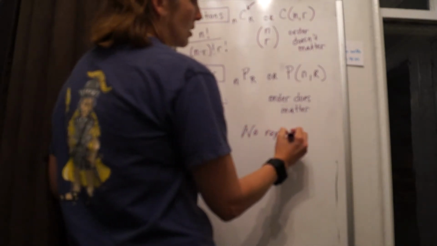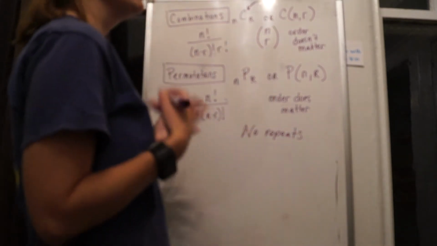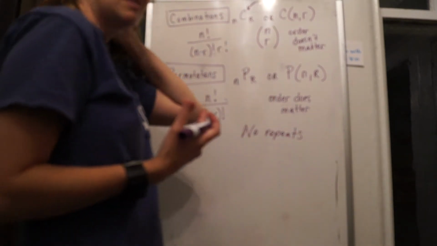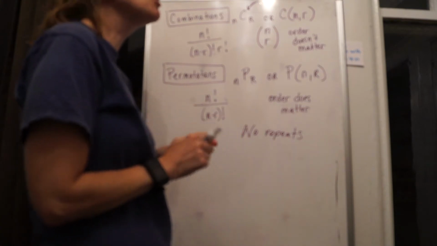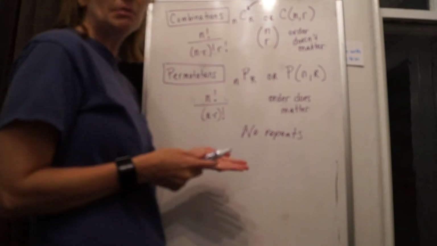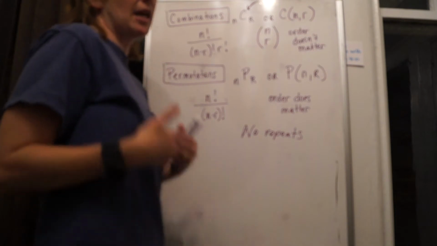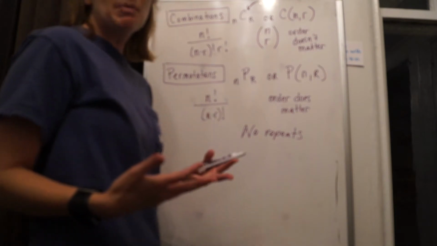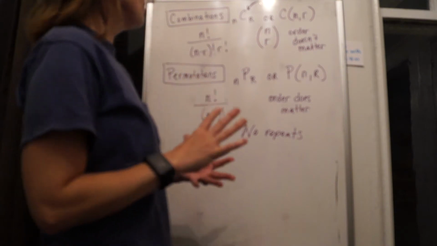So, if we are given a list of things to choose from, they can't be reused. So, if I say to you that we are going to choose 3 people to be on our Mu Alpha Theta committee, I can't choose Preston and Preston and Preston. There's no repeats allowed. I have to choose 3 unique people on my committee.